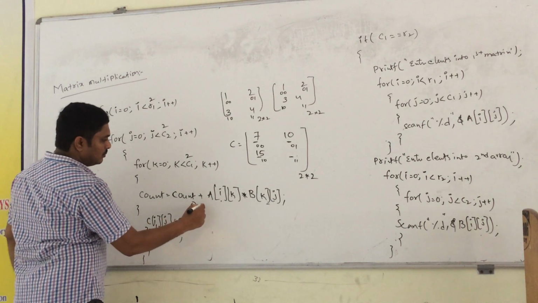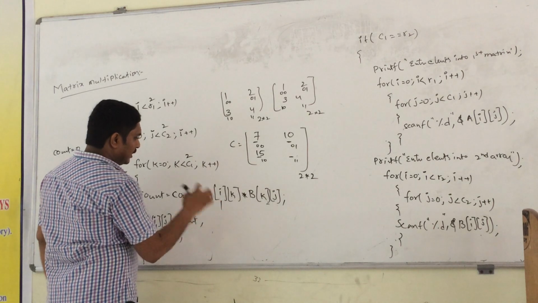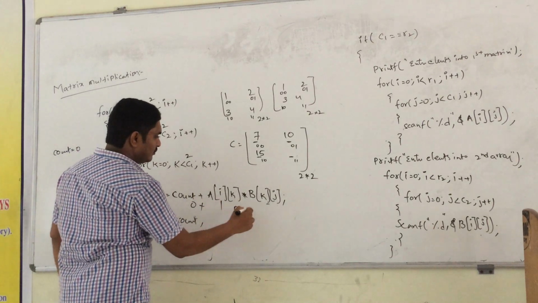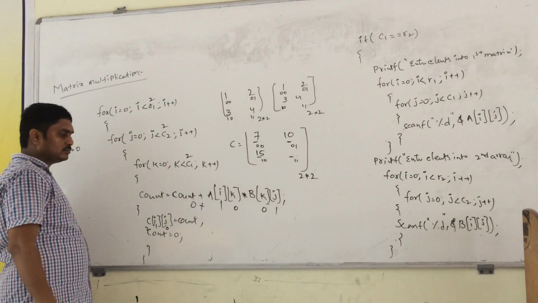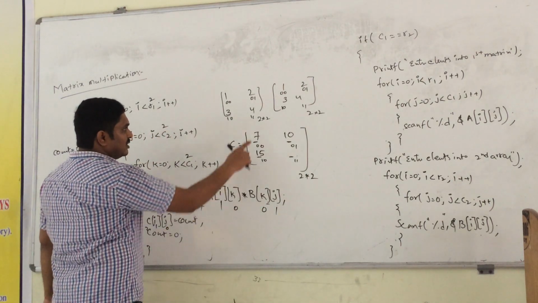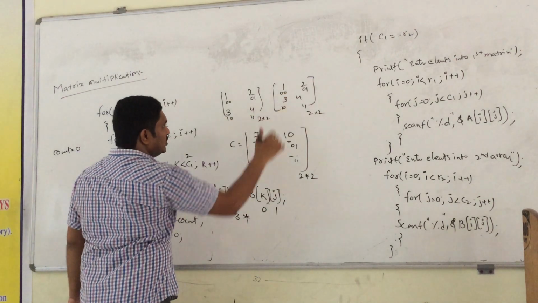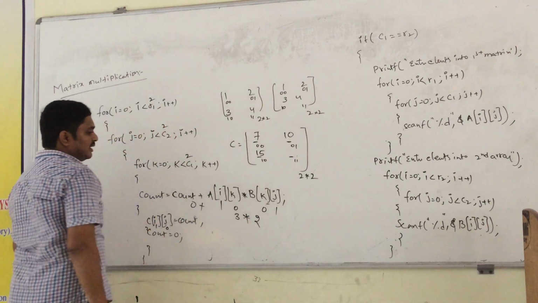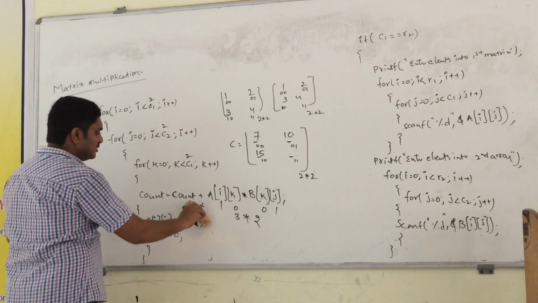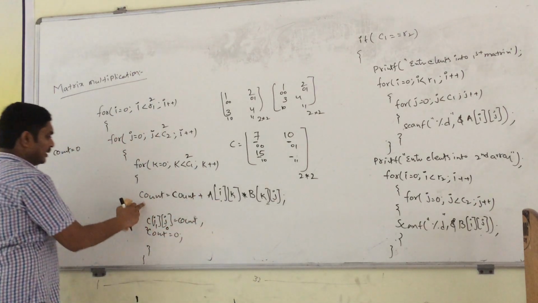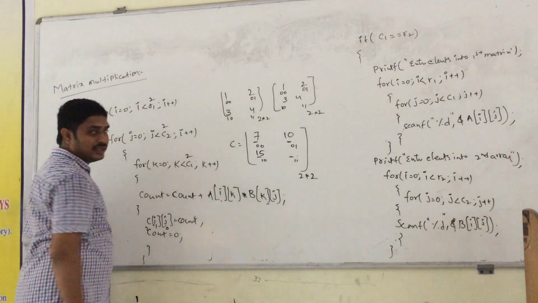Then count is 0. 0 plus a of i k. That means i value is 1, k value is 0, and k value is 0, j value is 1. Okay. So in A, the 1 0 element 3 is multiplied with the 0 1 element in B. The 0 1 element is 2. That is 3 into 2, 6. 6 is added with the count, that is 0. 6 plus 0 is 6. That 6 is stored again into the count. Then count is 6.